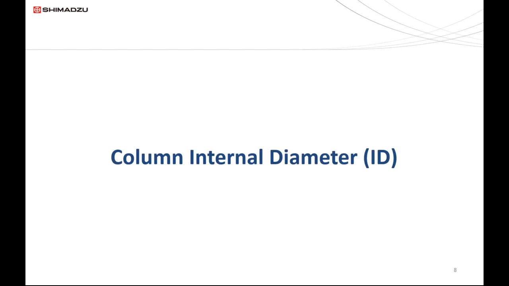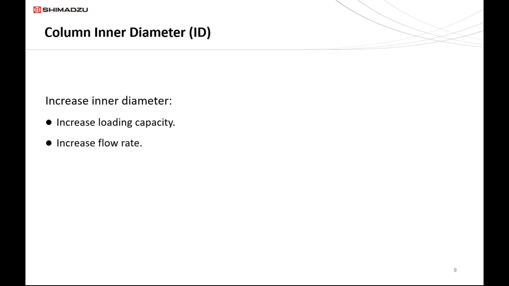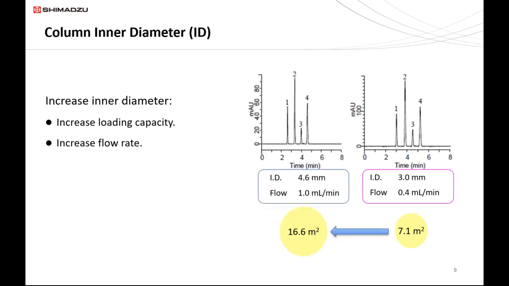The next physical dimension is the column internal diameter, or the column ID. The column ID determines the maximum loading capacity of the column. A larger ID column would have a higher loading capacity, but you would also need a higher mobile phase flow rate. For example, if you are running 0.4 ml per minute for a 3 mm ID column, to get a similar separation, you will need to run your analysis at 1 ml per minute for a 4.6 mm ID column because of the increase in cross-sectional area of the column.